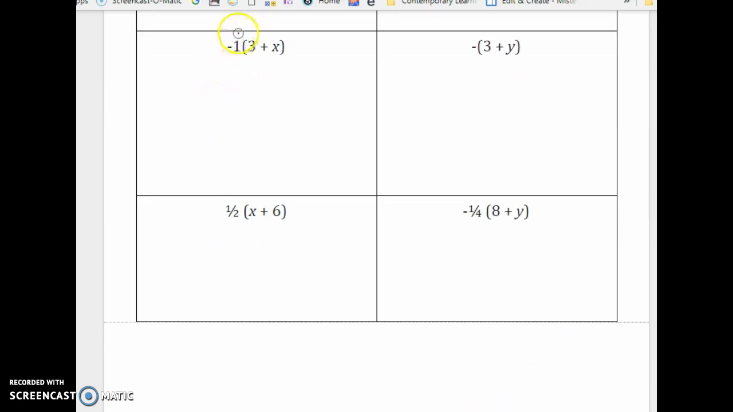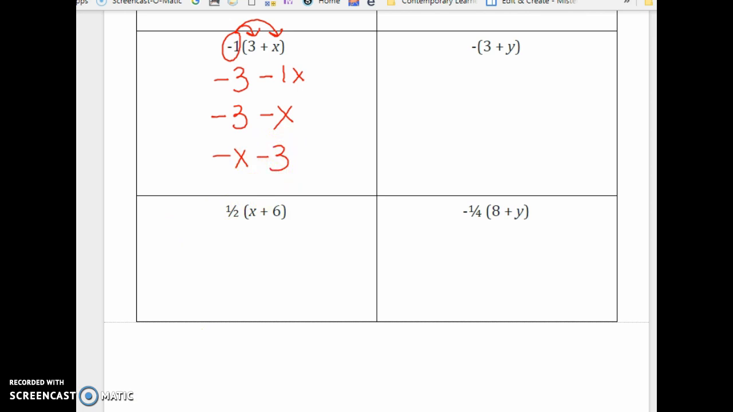Okay, on the outside is negative 1. Oh, that seems pretty easy. Negative 1 times positive 3 is negative 3. Negative 1 times positive x is negative 1x. I don't have to write the 1. I can just write negative 3 minus x. Also, don't forget that this is the same thing as negative x minus 3. Those are equivalent expressions. I just wrote them in a different order.